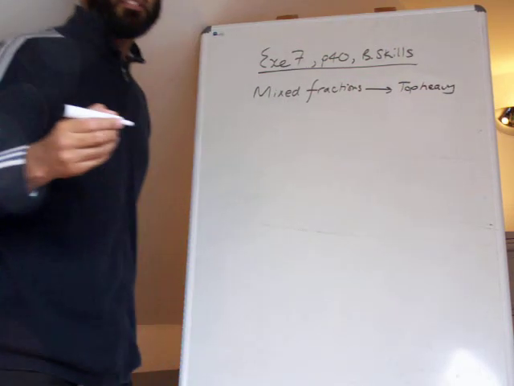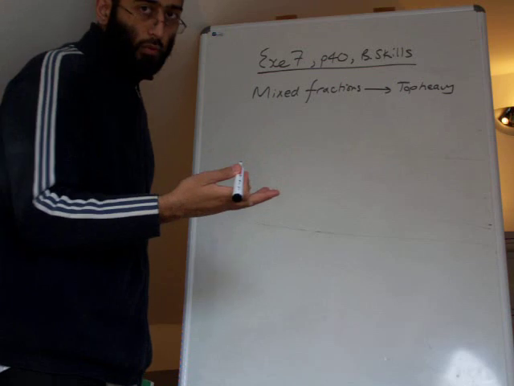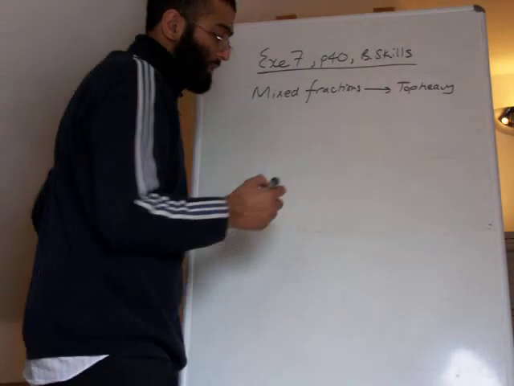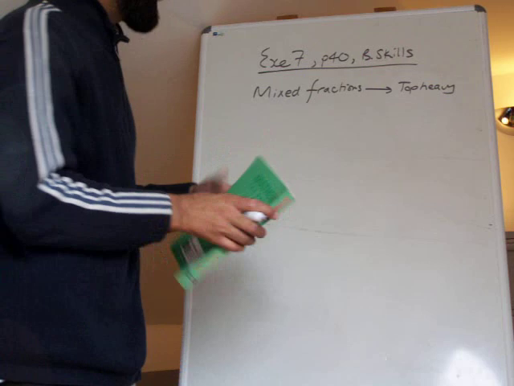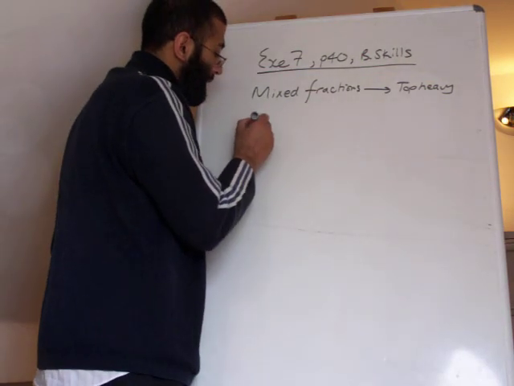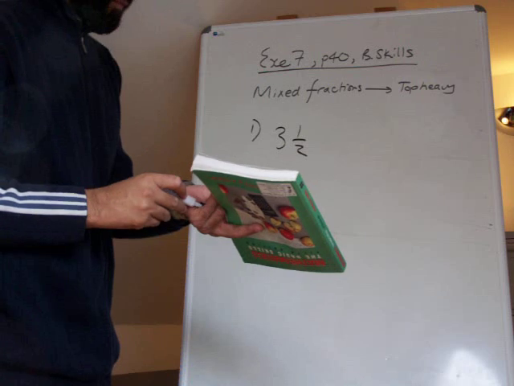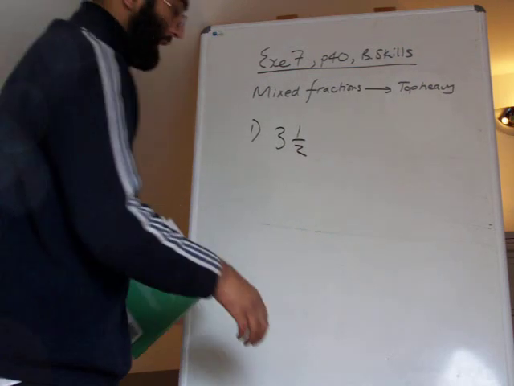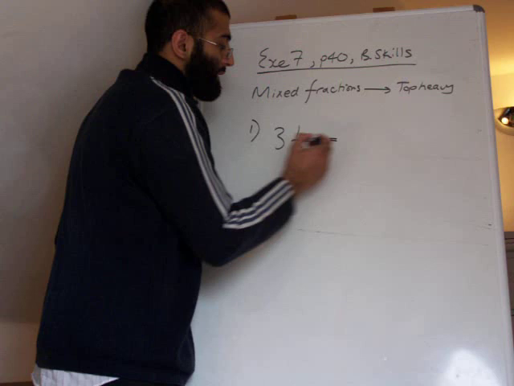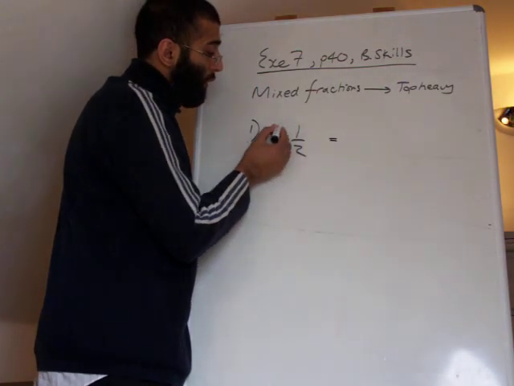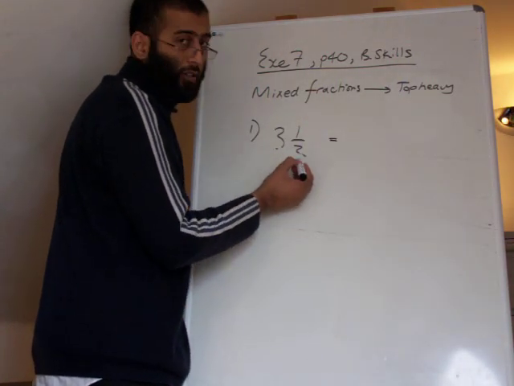In yesterday's lesson we did the opposite. Today we're going to do the opposite of that. So for a mixed fraction, let's look at question number 1, which is 3 and 1/2. We have to change that from being a mixed fraction. Mixed fraction means it's got a whole part and a normal fraction. That's what makes it mixed, because it's a mixture of whole number and fraction.